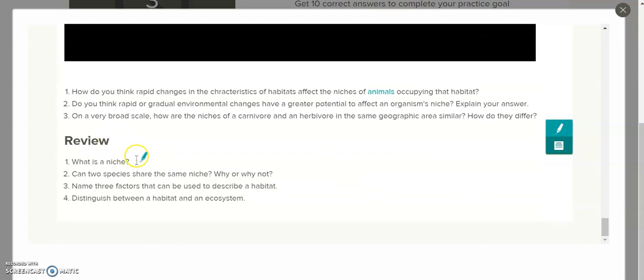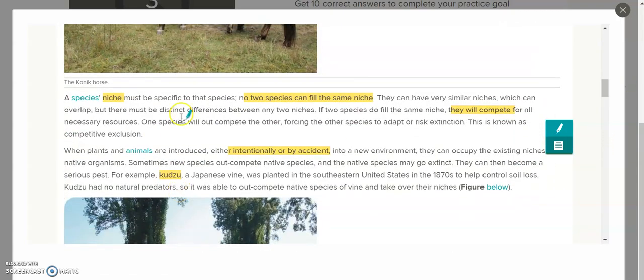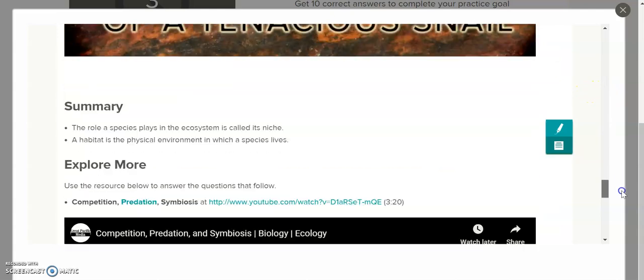And let's look at our review. What is a niche? Well, we know a niche is a specific role in an ecosystem. Can two species share the same niche? Why or why not? So let's go back up and review the why or why not, because we know right here, it says no two species can fill the same niche. So no, but if they do, they will be competing for all the necessary resources. So no, they shouldn't. Why? Because they would be in competition and the ecosystem would be unbalanced.